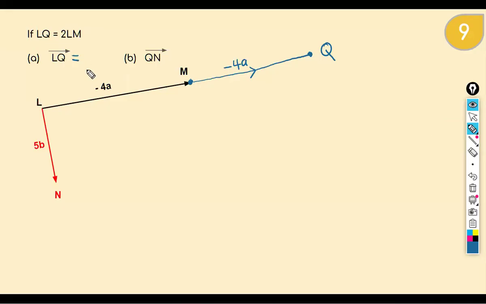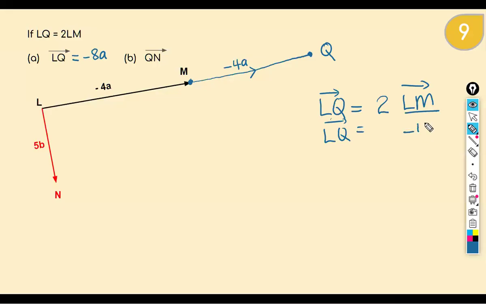Part A, LQ is minus 8a. Right? L to Q is a minus 4, and our next minus 4, being minus 8. Or another way of doing it, if they give you an equation, LQ is 2LM. To find LQ, you could just take the value of LM, which is minus 4a, and they are telling you to multiply it by 2. Either way, you're getting minus 8a.